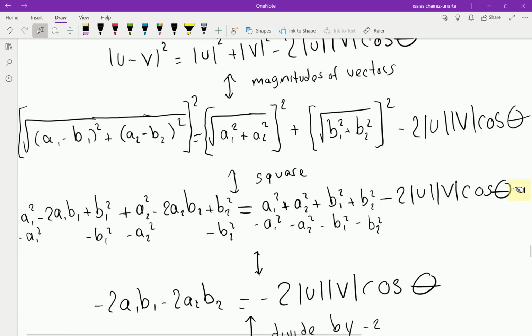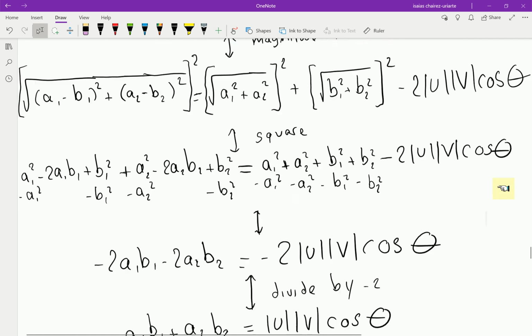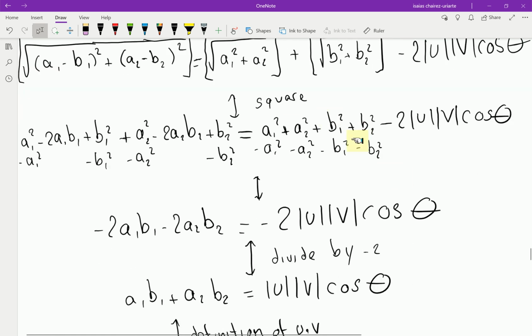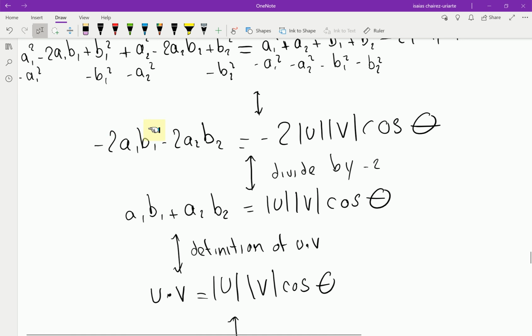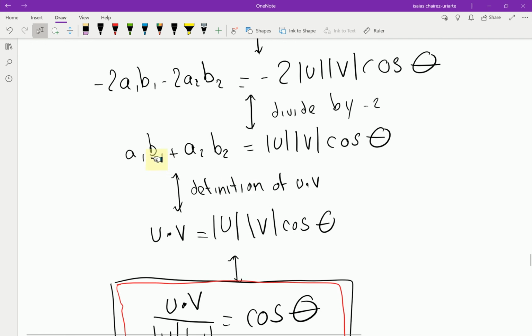Now I'm trying to solve for cosine. I remember our goal is to solve for theta, so I'm trying to isolate theta as much as I can. So from the right hand side I subtract a1 squared, a2 squared, b1 squared, and b2 squared. I get rid of these four terms by subtracting them from both sides, and if you notice, they cancel on the left hand side. Once things cancel, I have this expression with negative 2's throughout. I'm going to divide everything by negative 2, and I end up with this expression right here.